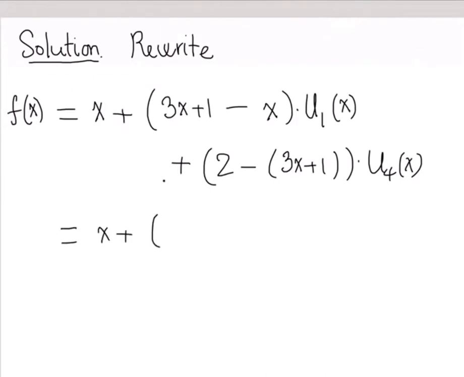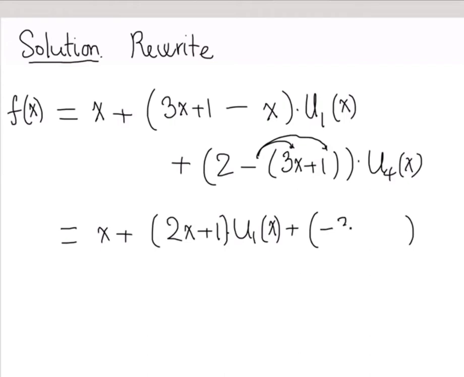Let's simplify. We have 2x plus 1 times u1 of x plus this, we distribute the minus sign. Don't forget the parentheses, so we can distribute the minus sign, get minus 3x, and then plus 1 times u4 of x. Now let's compute the Laplace transform.